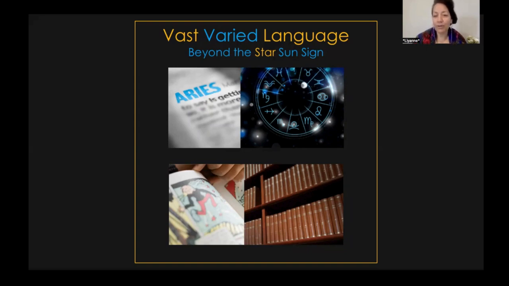So the horoscope, either in the newspaper or on the internet, is the equivalent of a comic strip when compared to a library full of encyclopedias. That's why I've put this visual here, because that star sign horoscope is the equivalent of a comic strip when you compare it to the vast amount of information, knowledge and depth of astrology.